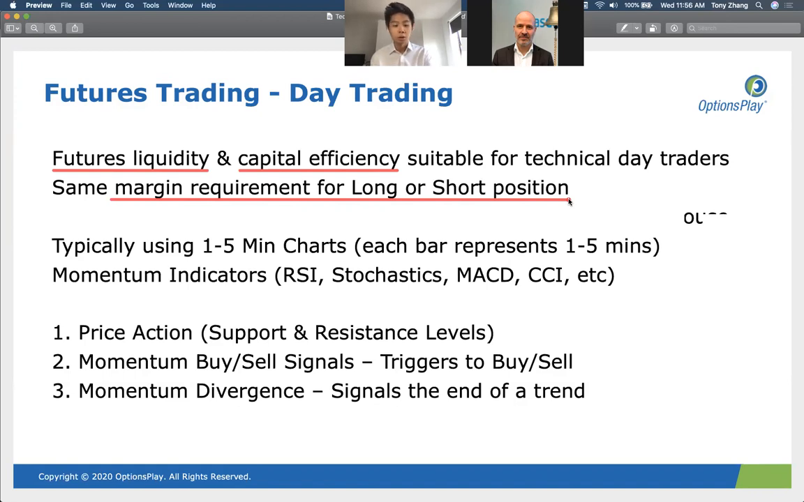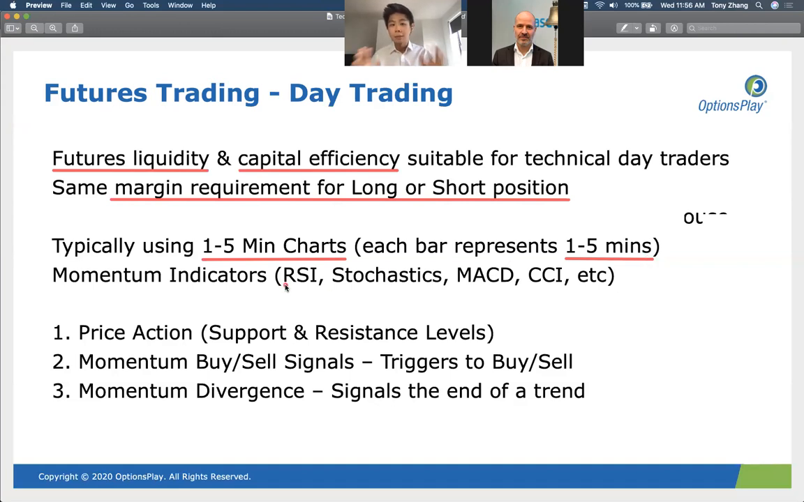So most day traders will typically use very short-term charts. When I was trading options, we were using minute-based charts, anywhere from 1 to 5 minute charts. What that means is that each candlestick, each bar on the chart that you're looking at, represents somewhere between a 1 to 5 minute range. And what we predominantly used was momentum indicators.